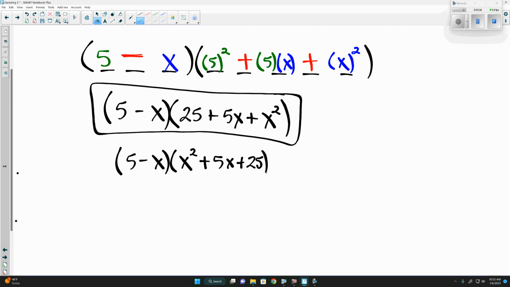We can flip the negative x and 5 to have negative x plus 5, but I don't like having that negative in front because it just doesn't look right. I don't know what it is, but I like the 5 minus x set up over the negative x plus 5. Any one of these here is correct. Any questions on this here? Are you ready for the next one?